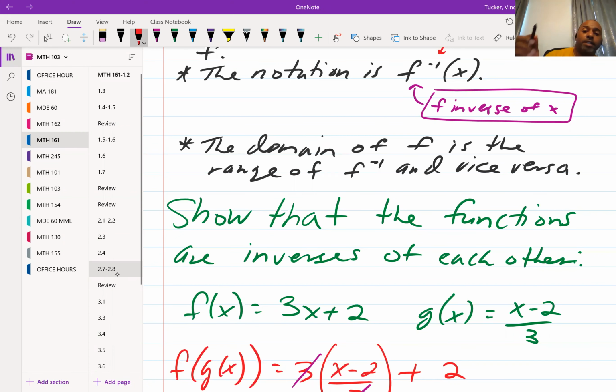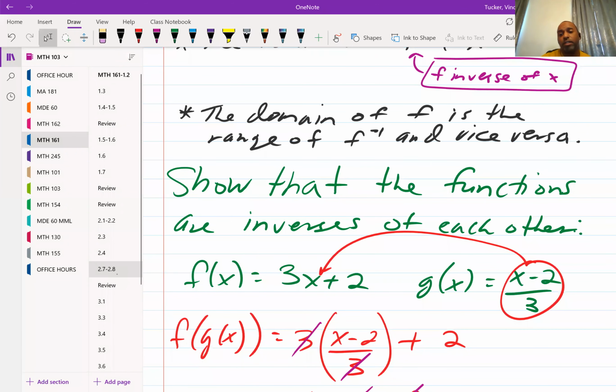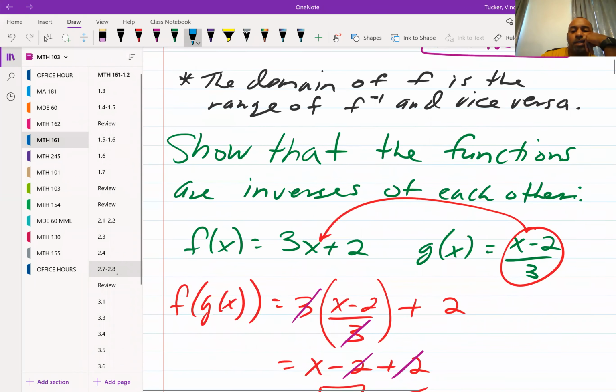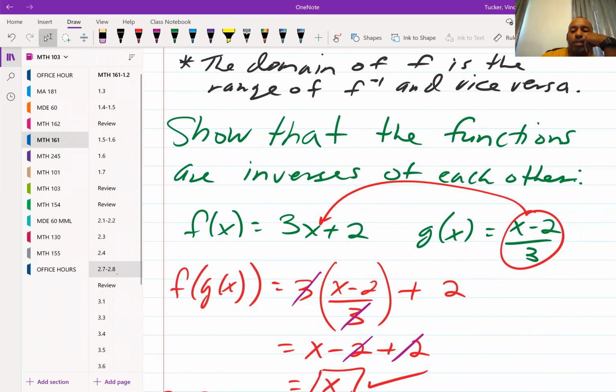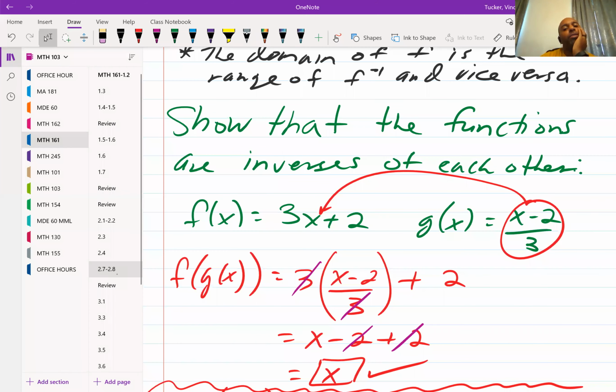So the first one I did, doesn't matter which one you do first. First one I did was I took g and plugged it into f. So I realized right here, that's 3 times x minus 2 over 3. 3's cancel. Leaves me with x minus 2 plus 2. That allows my 2's to cancel, leaving me with just x.